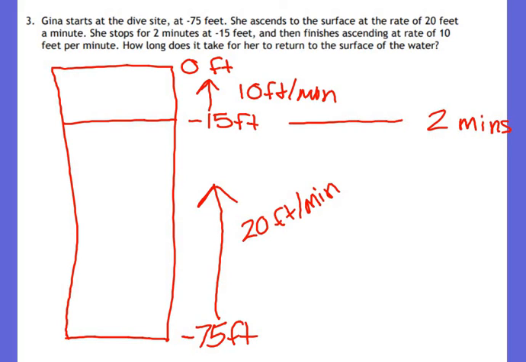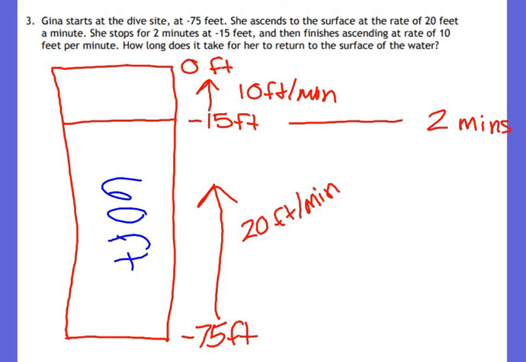Well, I know this break is 2 minutes. Everything else they're needing me to figure out. I know this rate, this first large section of this bar here, is 20 feet a minute. Any idea of how I can find the total time of this section? The difference between where she stopped at negative 15 and negative 75. And what is that difference? 60. So this section here is 60 feet, that first section of the bar.